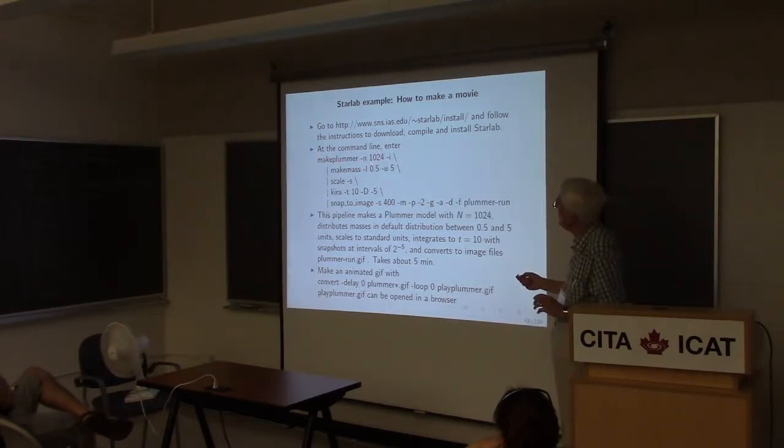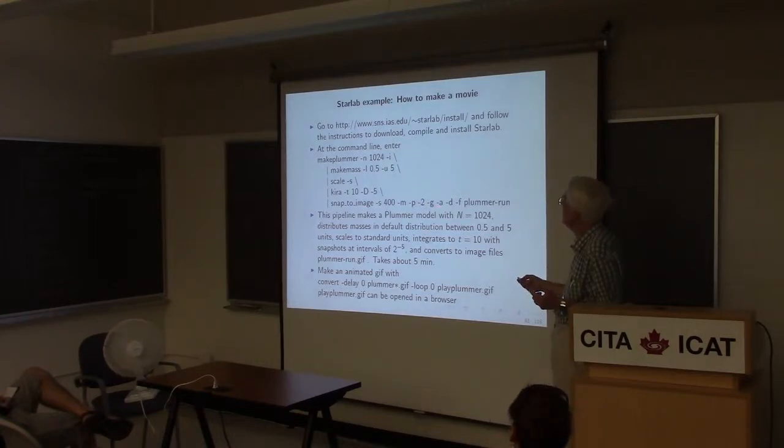So this actually makes a Plummer model with 1,024 stars. This makes the mass spectrum of the particles from a minimum mass of 0.5 units up to 5 units. It scales the resulting model to the core units. And then Kira is the integrator, which advances the evolution up to a time of 10 units here, and then it produces snapshots. This is a slightly esoteric way of specifying the snapshot interval. And then this final command takes this output and turns it into a whole lot of images with the prefix plummer run.